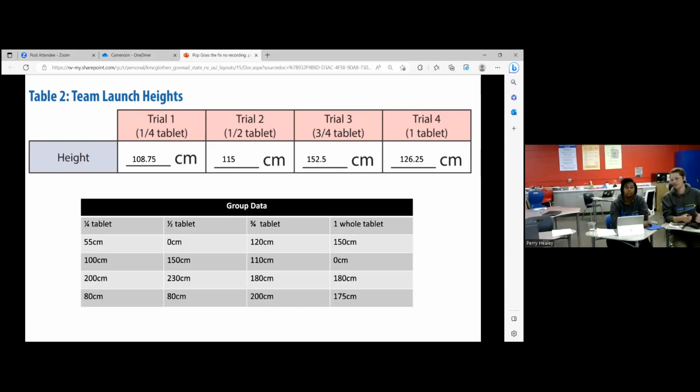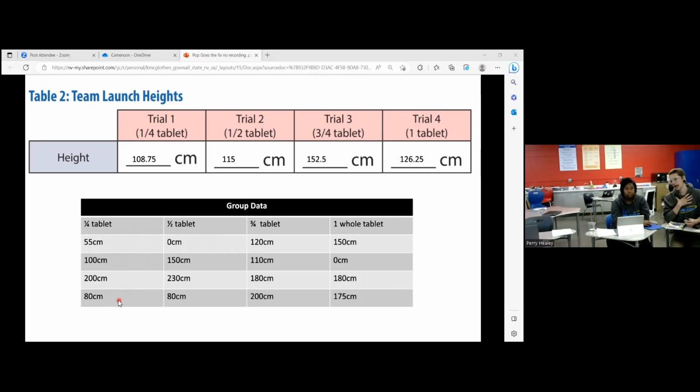This is just a fake graph that I made. This is typical student data that you will see. On here, you'll see the height of 4 different groups. So in this, on 1/4 of a tablet, team 1 went 55 centimeters, team 2 went 100 centimeters, team 3, 200 centimeters, and then finally 80 centimeters.